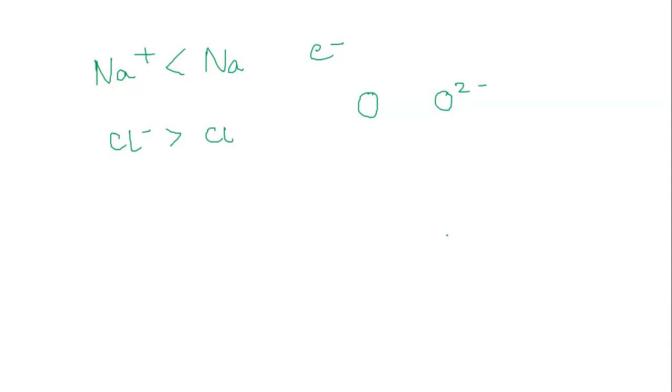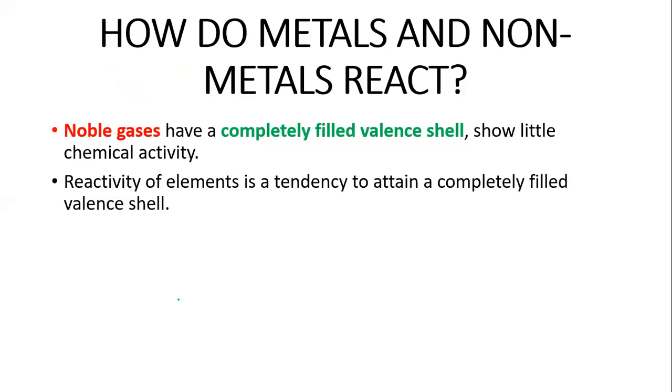And atoms combine to achieve their octet, to make their outermost shell completely filled. So we have studied in the first 20 elements that there are 3 examples of noble gases: helium, neon, and argon. You have to remember these examples. Noble gases have a completely filled valence shell. Valence shell means the outermost shell. And because of the completely filled outermost shell, they don't react with any other elements because they are already stable. They don't need to lose or gain electrons. That's why they show little chemical reactivity, or we can say that they are unreactive.